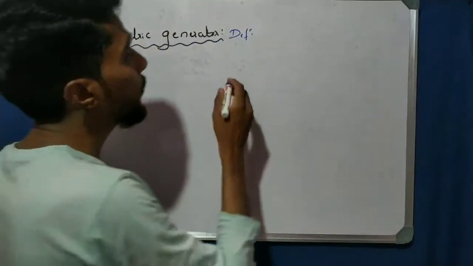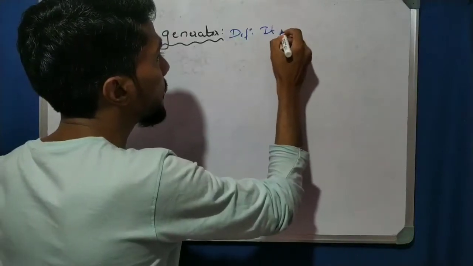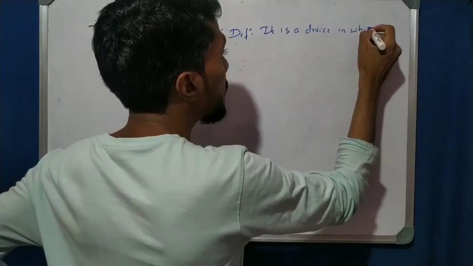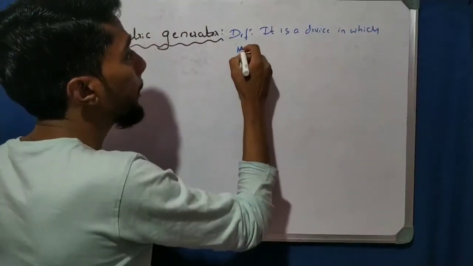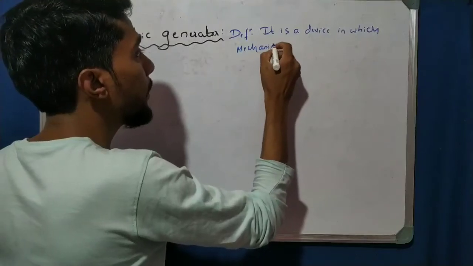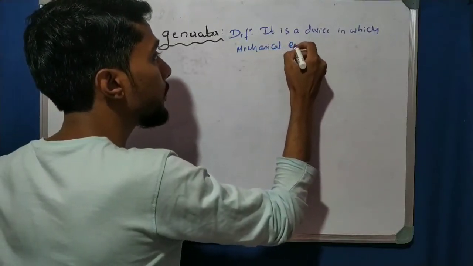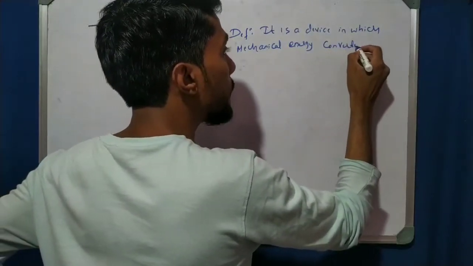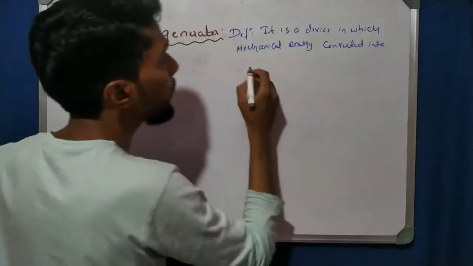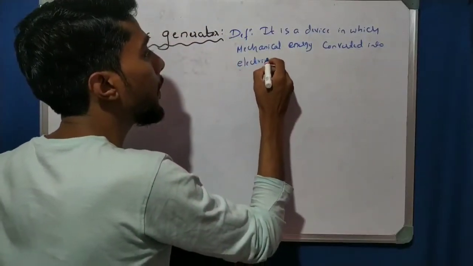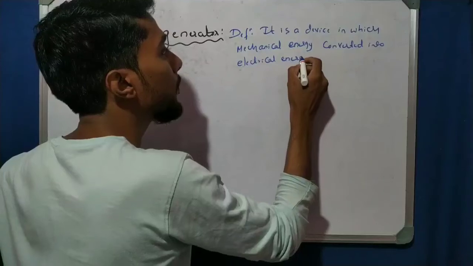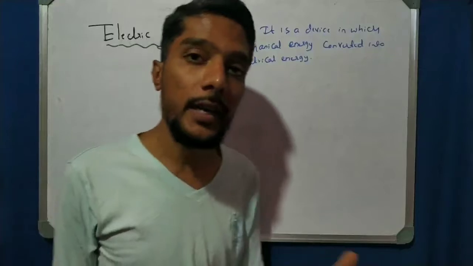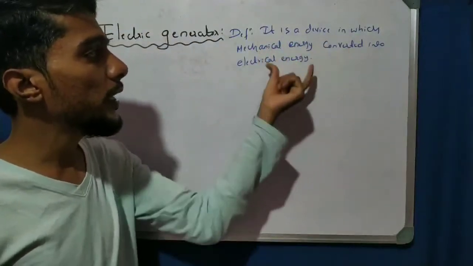So first, the definition: it is a device in which mechanical energy is converted into electrical energy. So this is the definition of the electrical generator. Simple one, mechanical energy to electrical energy.